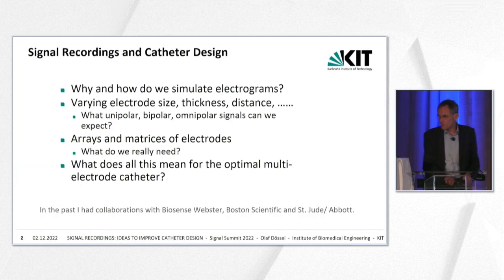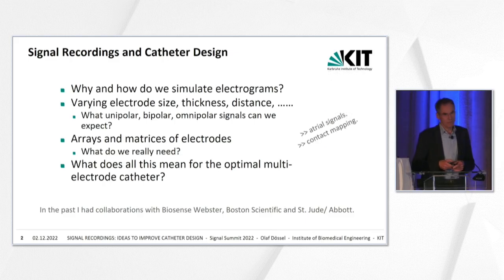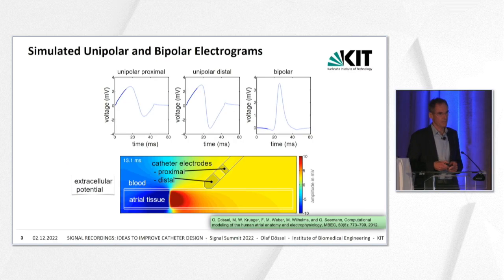Yes. So this is the outline. Why and how do we simulate electrograms, varying electrode size, thickness, distance, and there you will see a lot of things that Pascal has already told you, so I can be very brief. Then I move to arrays and matrices of electrodes. What do we really need? And in the end, I conclude with what all this means for the optimal multi-electrode catheter. I will concentrate on atrial signals, and I will concentrate on contact mapping in this talk.